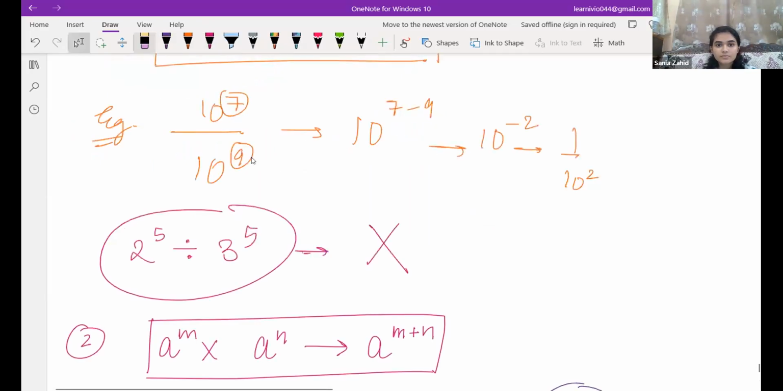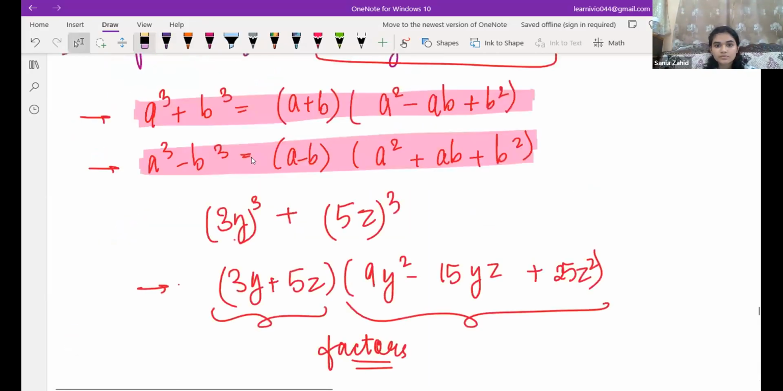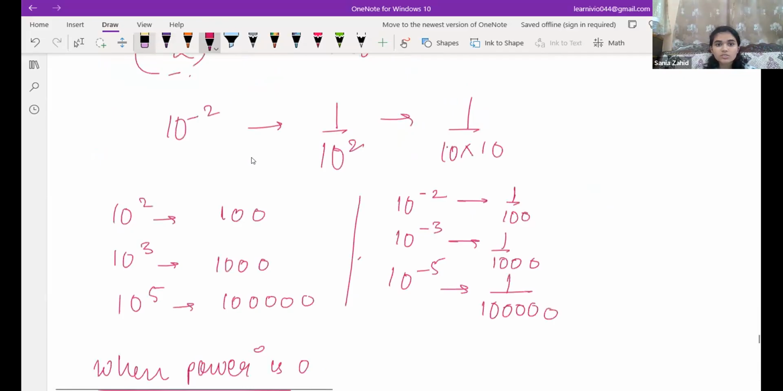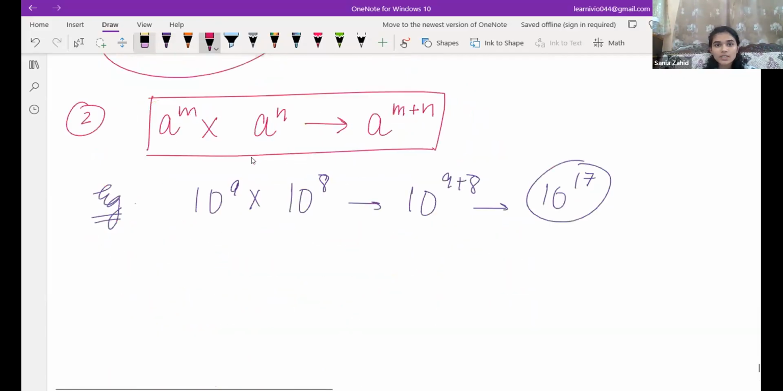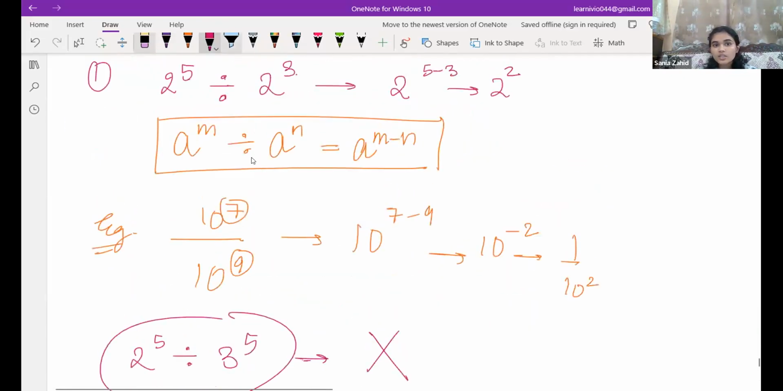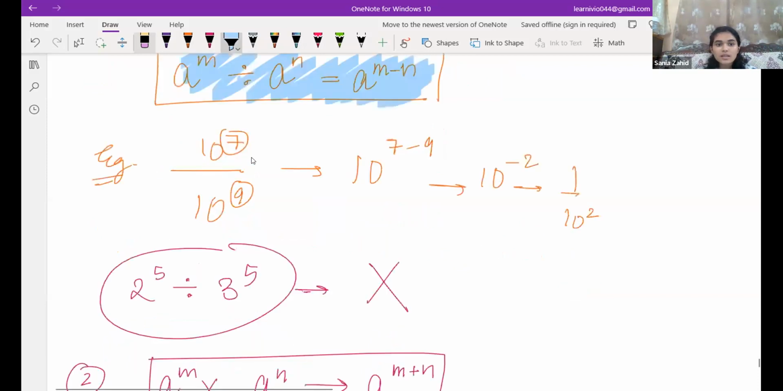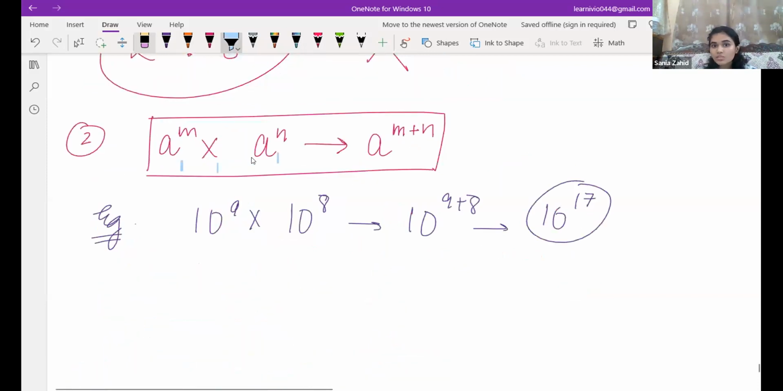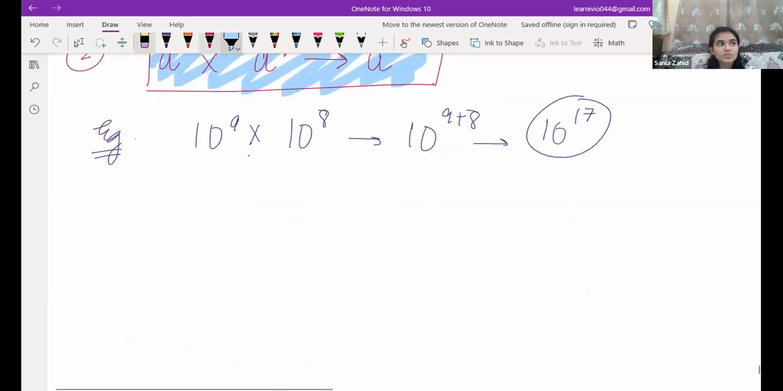Yes, ma'am. Yeah, so this is your second law. So what are the laws that we've studied now? The first law says same base, different powers, division, subtract the powers. Same base, different powers, multiplication, add the powers. Right, children? So I hope you understand this much.